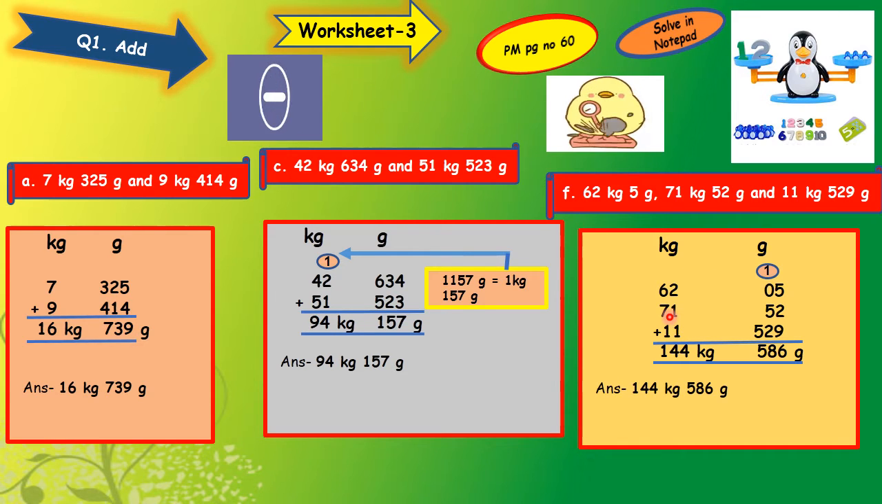Now the second number is 71 kg then 52 grams, so 2 shall be at the ones place and 5 shall be at the tens place. In the third number, 11 kg 529 grams, so look at the place values of all the numbers, how I have put all the numbers. Then after arranging all the numbers, we shall start addition from the grams column and we shall move towards kg. So after doing that, we got the answer 144 kg 586 grams. Hope you all understood this concept. So let's move to the next slide.